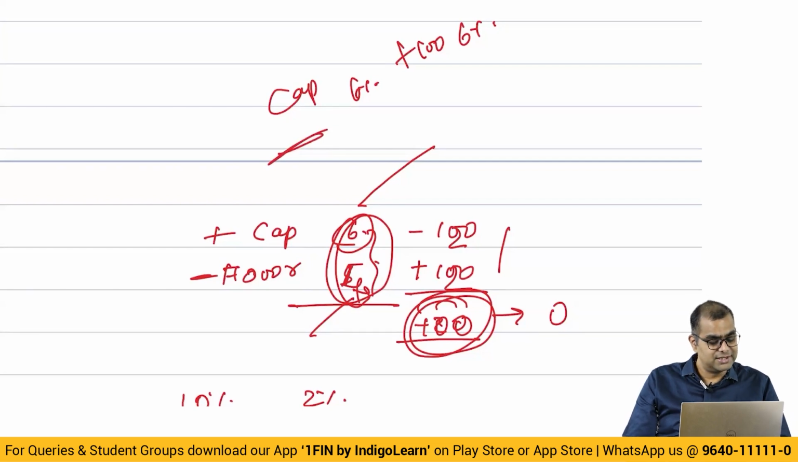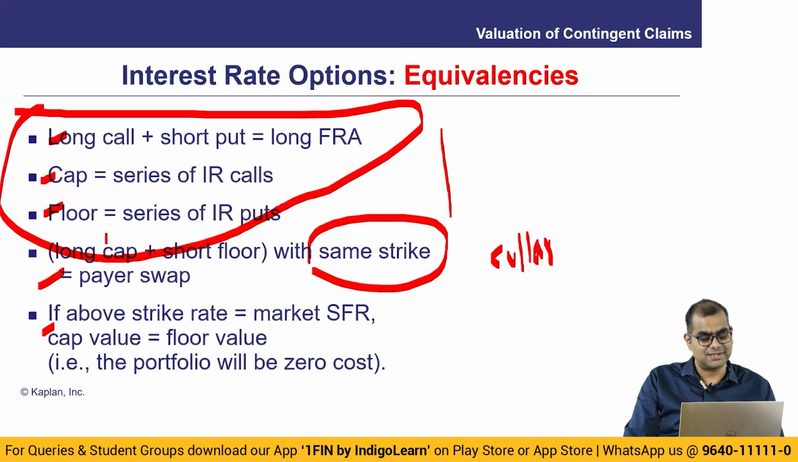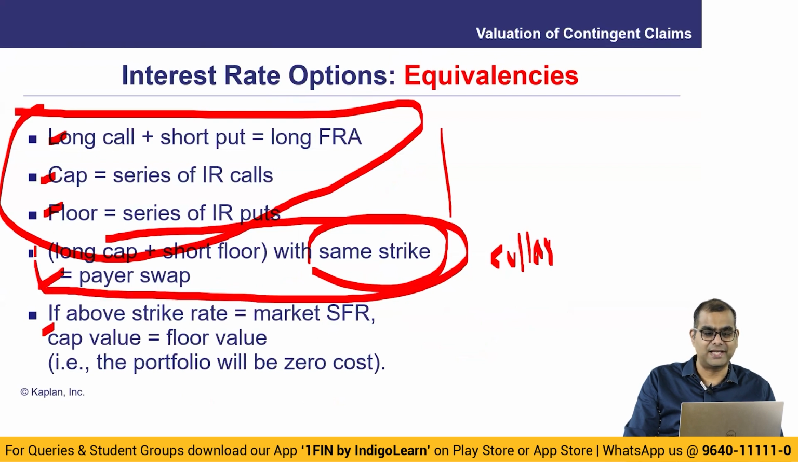What is the contract in which for all your future payments, you are paying fixed, receiving floating? Swap. It is an interest rate swap. Correct. So a long cap plus a short floor with the same strike price is called a payer swap.